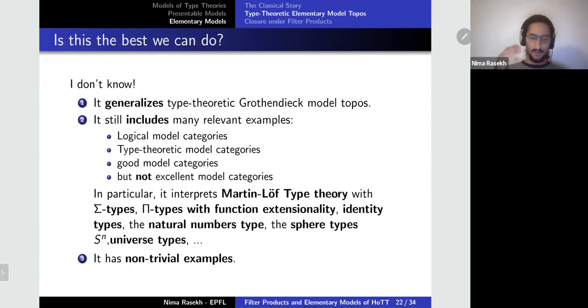And so 1 and 2 are kind of like a sandwich. It has to be more general than a type-theoretic model topos, but it has to be less general than logical type-theoretic and good model categories. And number 3 has non-trivial examples, which I haven't proven or indicated yet, but we'll get there. So that's the claim.